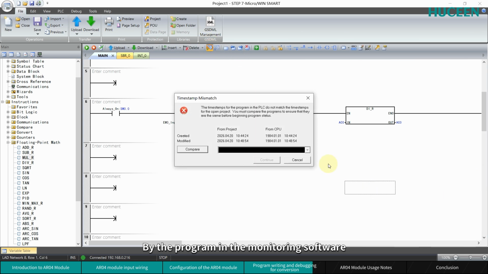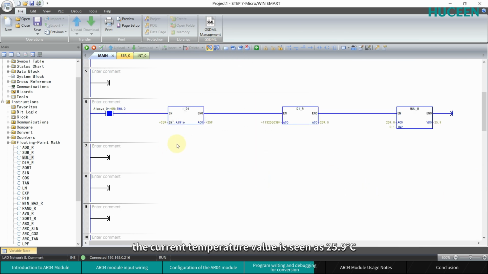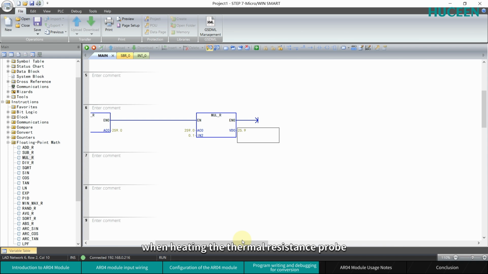By running the program in the monitoring software, the current temperature value is seen as 25.9 degrees Celsius. When heating the thermal resistance probe, the current temperature value collected can be seen to be rising.